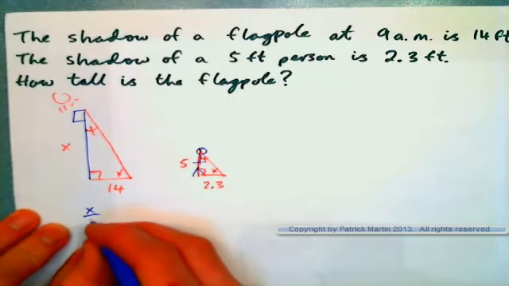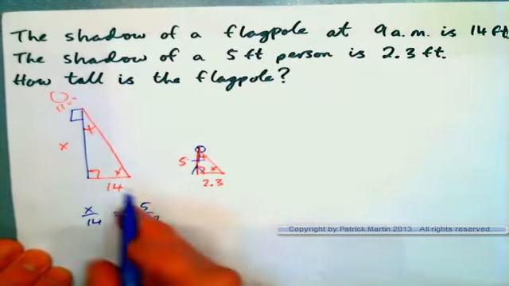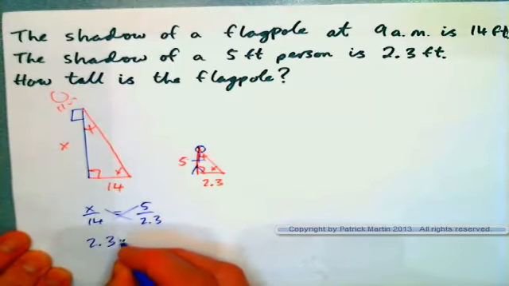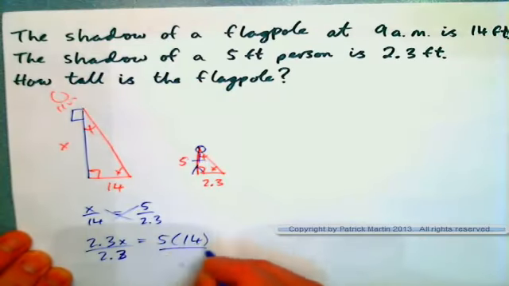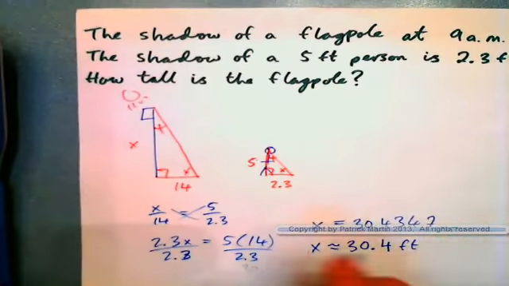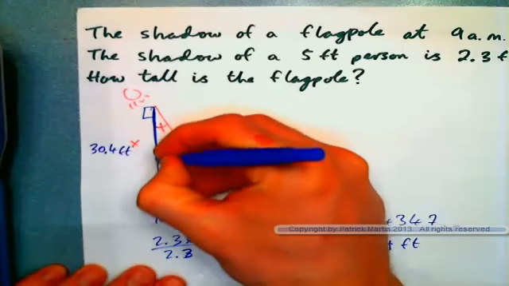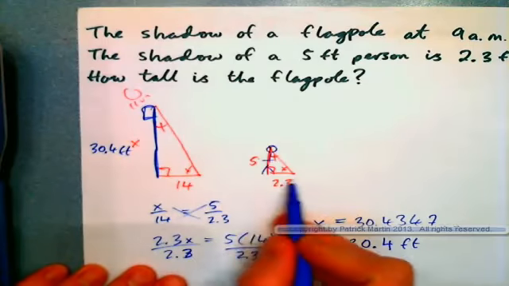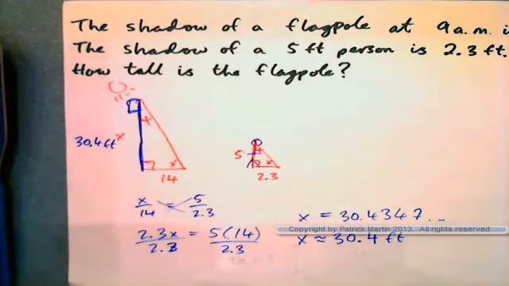We can go long over short. x over 14 equals long side over short side, 5 over 2.3. Because we have similar triangles, we can cross multiply and get 2.3 times x equals 5 times 14, and then divide both sides by 2.3, and we should have x equals, so that's the approximate height of this flagpole, 30.4 feet. So you have just calculated the height of a flagpole given the length of the shadow of the flagpole and the length of the shadow of a person and the height of the person. So that's a pretty cool application, I would think.